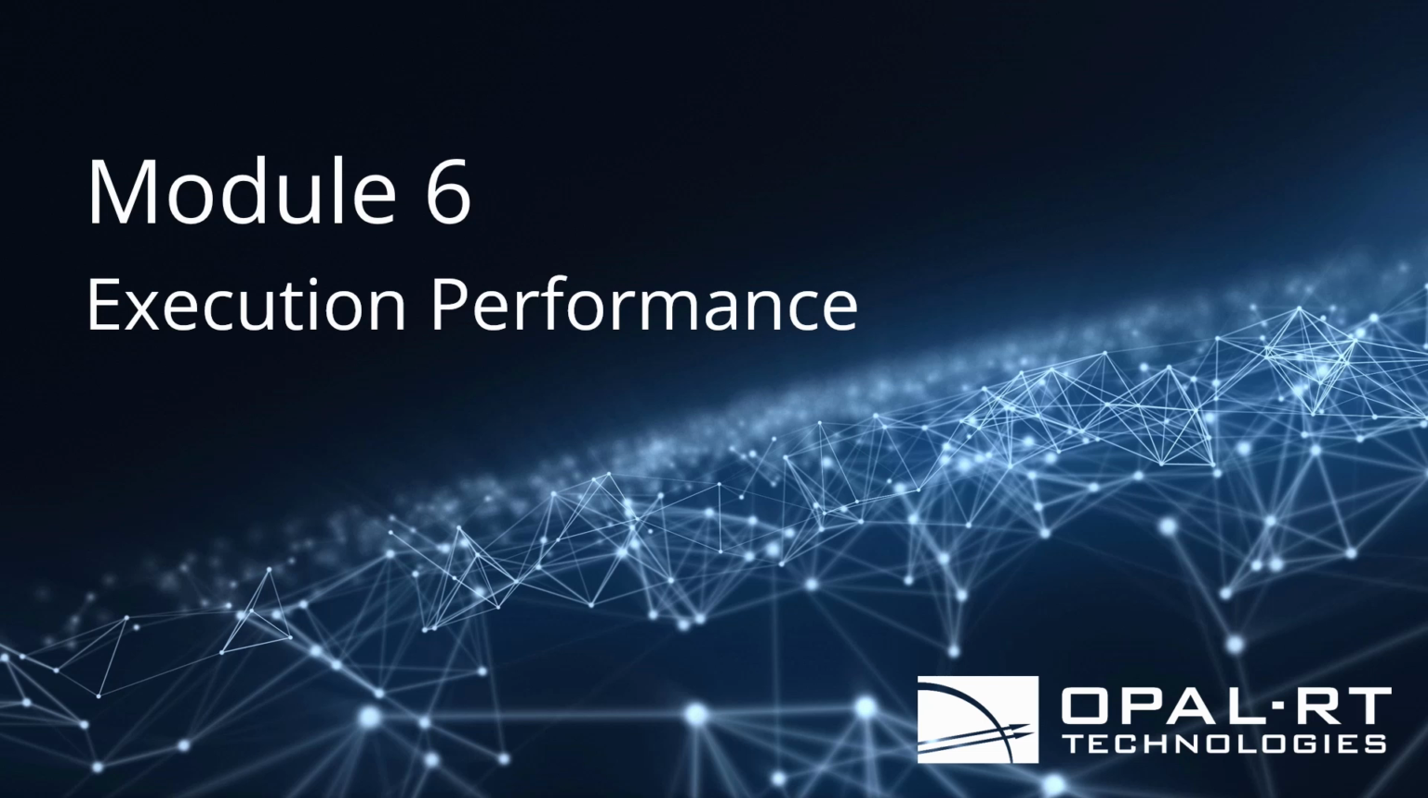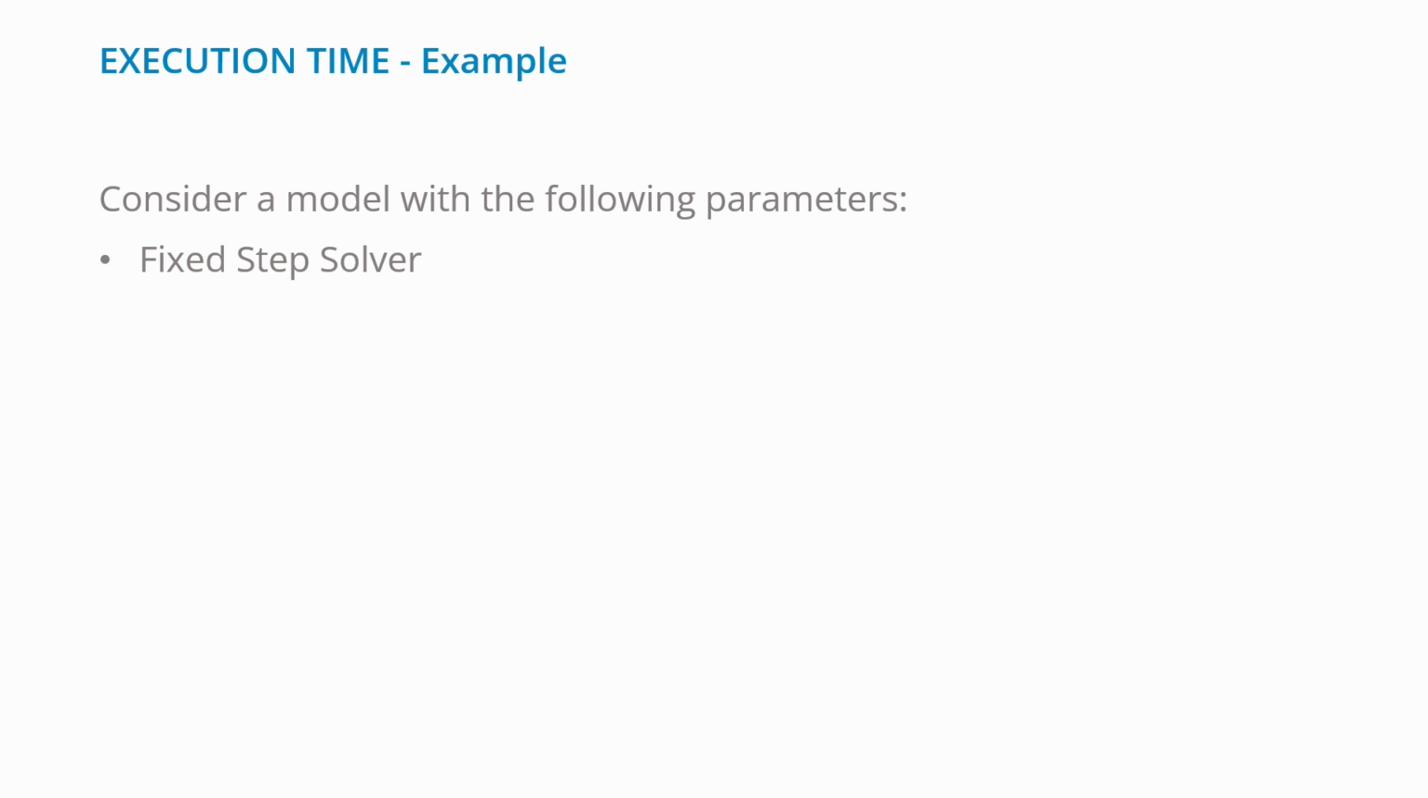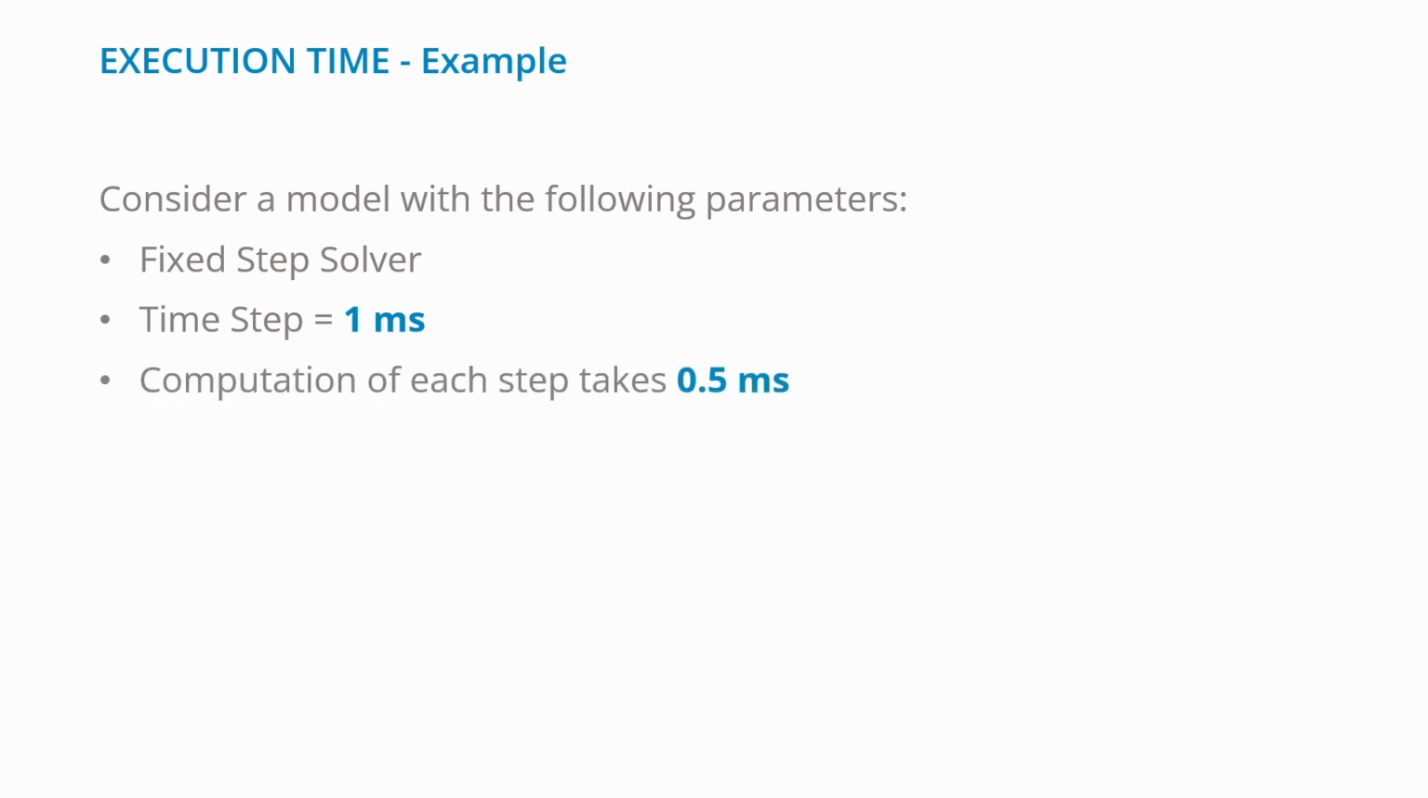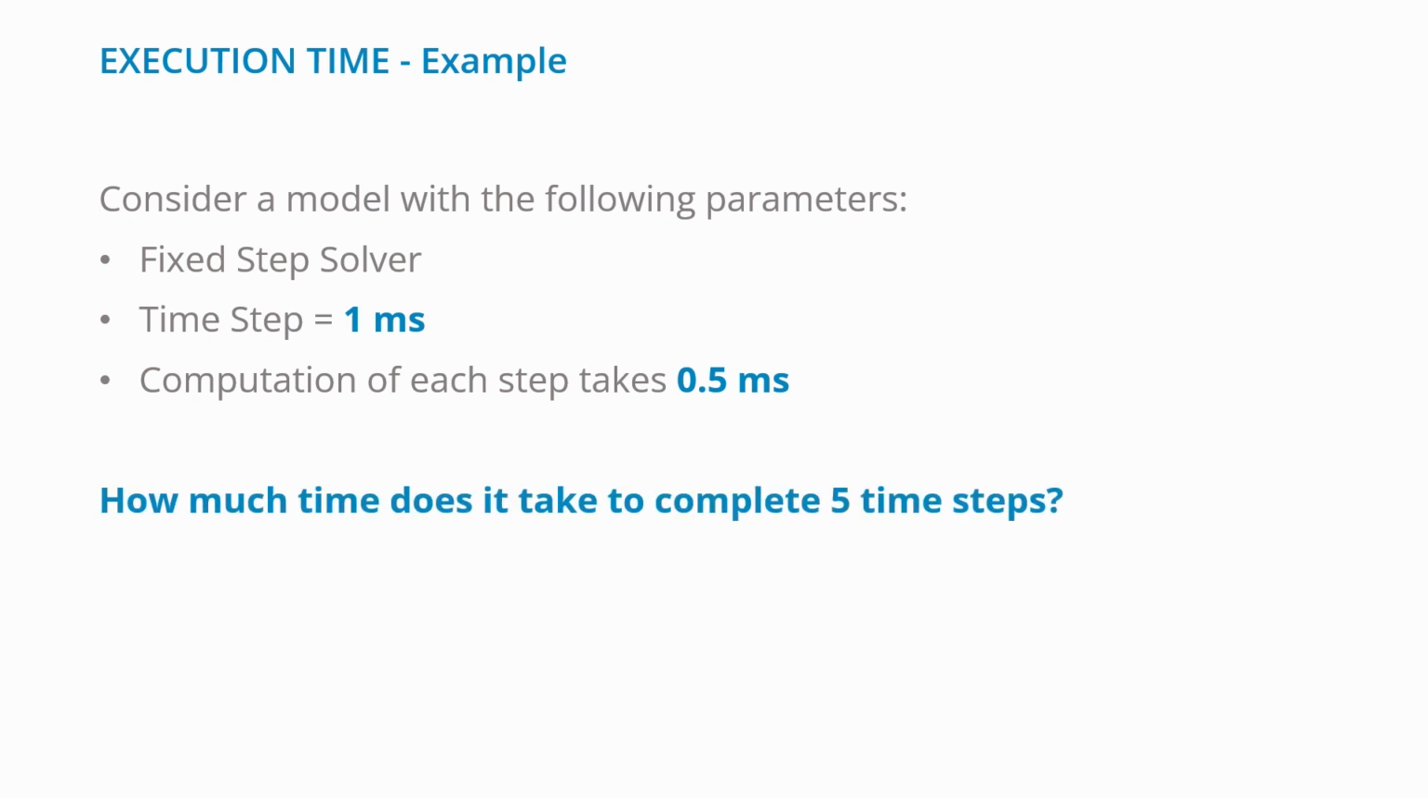What constraints do we face running in real time? Starting with our PID model as an example, let's assume three things. 1. It is using a fixed step solver. 2. The time step defined by the user is 1 millisecond. 3. The time to solve the distance equations at each iteration is 0.5 milliseconds. Now, the question is, how much time does it take to complete 5 time steps?